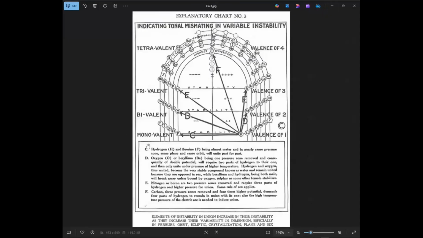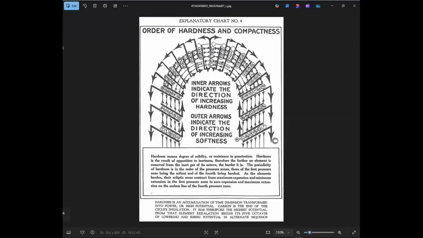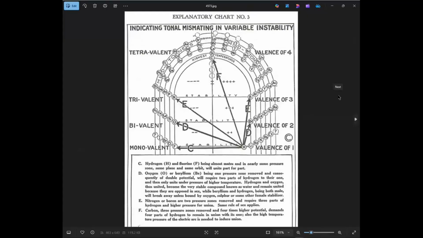We have one more chart here. Well, actually, we have two more charts. So we're still talking about valence. Okay. And oh my gosh, that's right. I'm sorry, guys, this is totally chemistry. We are literally doing chemistry. We are learning chemistry in Walter Russell's concept. And chemistry is not an easy subject, even in traditional science, and it's in depth. Let's see here. This is indicating the tonal mismating in variable instability. Now, what does that mean?